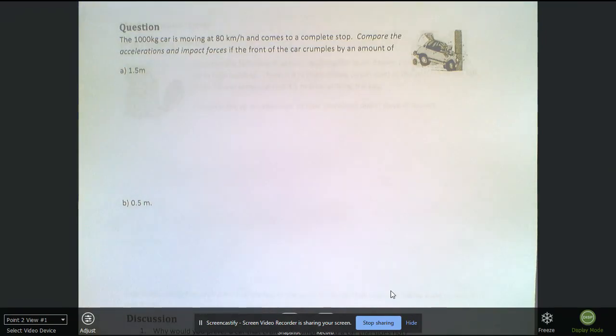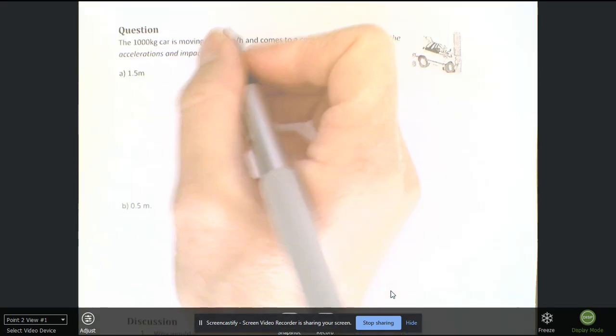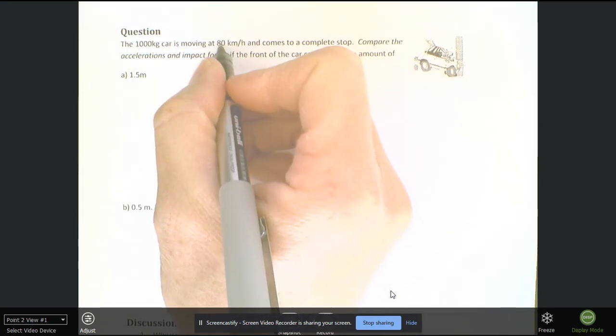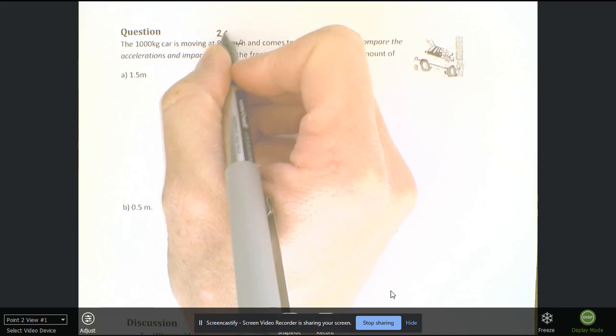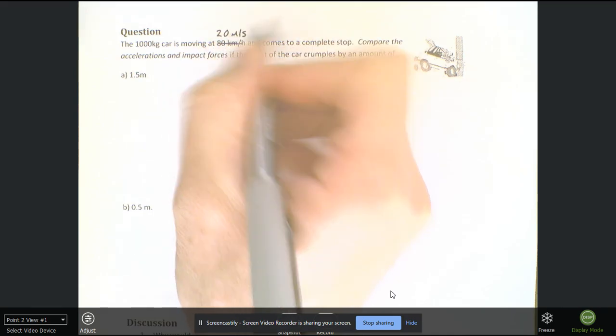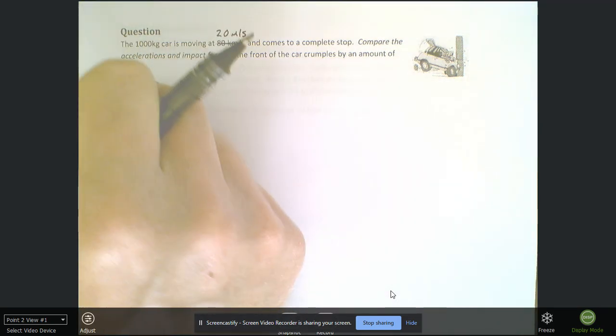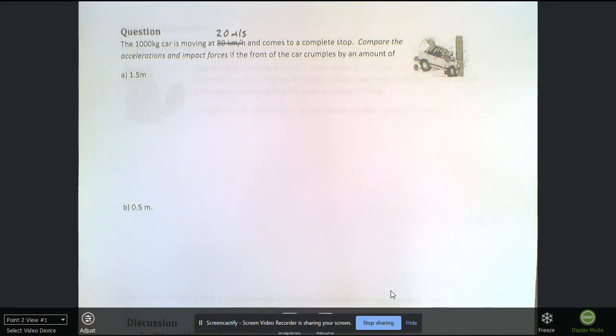Okay, so now we're going to look at some example questions from the handout that you had, the little package. Let's say we have a 1,000 kilogram car, and it's moving at, I think I said in the front, 20 meters per second. What we're going to look at is what the acceleration and the impact forces look like if this car were to crumple by 1.5 meters or 0.5 meters.